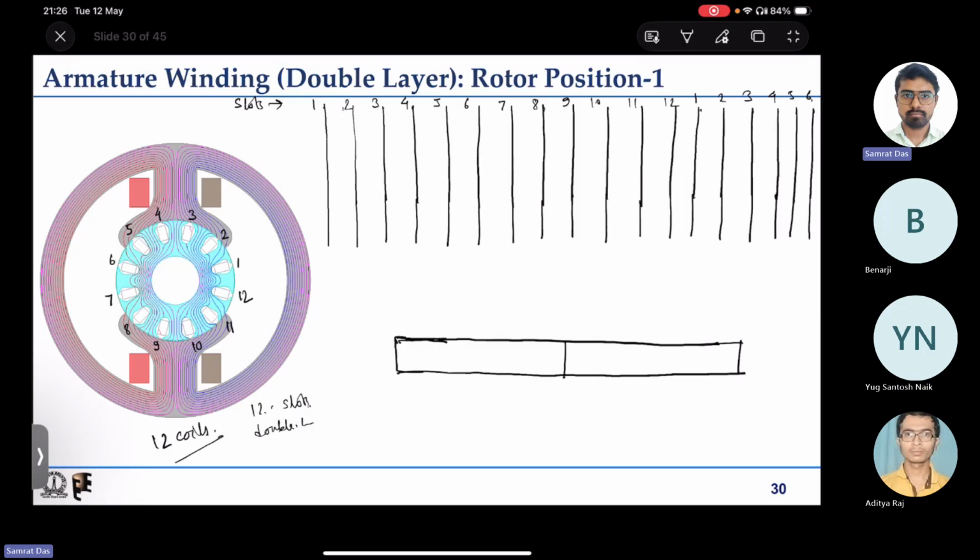So we need to make 12 of them. These are the 1, 2, 3, 4, 5, 6, 7, 8, 9, 10, 11, 12. So these are the commutator segments.